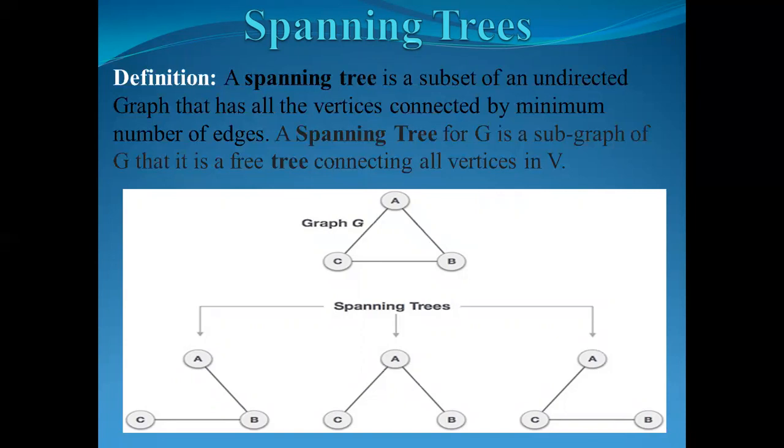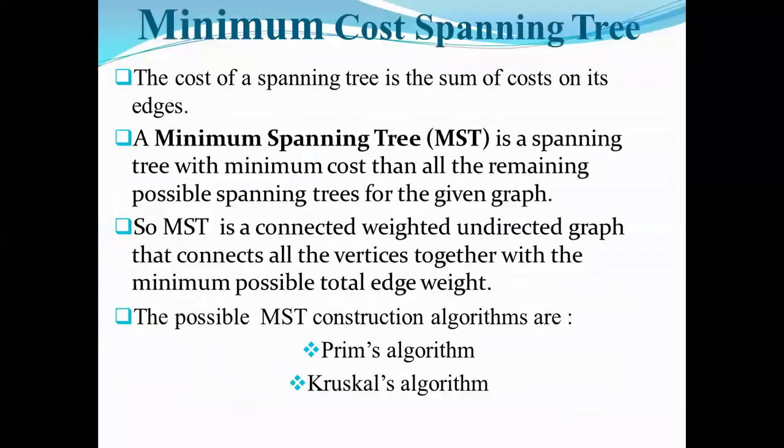Whatever trees you construct, after constructing a tree, calculate the sum of all the edge costs. I will tell you one example later. Whichever has the minimum total, we select that particular tree as the minimum cost spanning tree. That is what I am saying here. So how can we get the cost of the spanning tree? It is the sum of the costs of its edges.